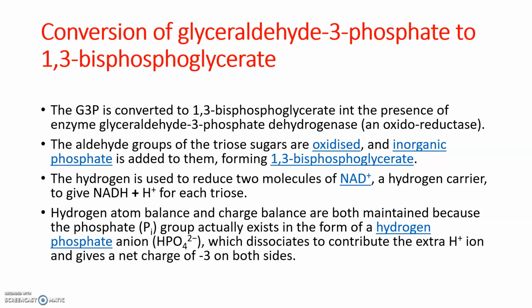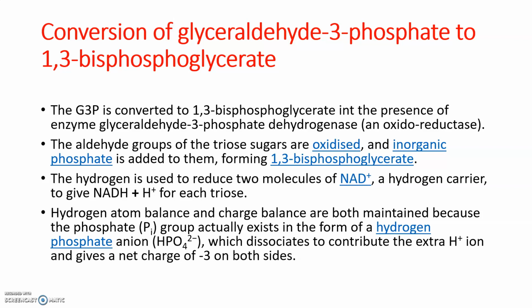So this glyceraldehyde 3-phosphate is converted to 1,3-bisphosphoglycerate in the presence of the enzyme glyceraldehyde 3-phosphate dehydrogenase. It is an oxidoreductase enzyme. The aldehyde group of the triose sugar, glyceraldehyde 3-phosphate, is oxidized and inorganic phosphate is added to it, forming 1,3-bisphosphoglycerate. The hydrogen is used to reduce two molecules of NAD+ to give NADH plus H+ for each triose.